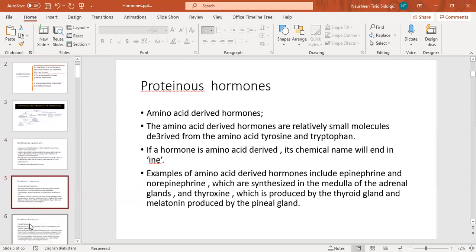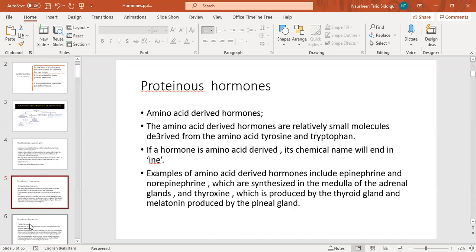Okay, amino acid derived hormones, what are they? The amino acid derived hormones are relatively small molecules derived from the amino acids tyrosine and tryptophan. So mostly they are derived from tyrosine and tryptophan. If a hormone is an amino acid derivative, its chemical name will end in ene.